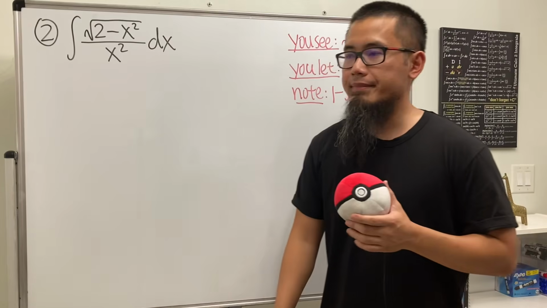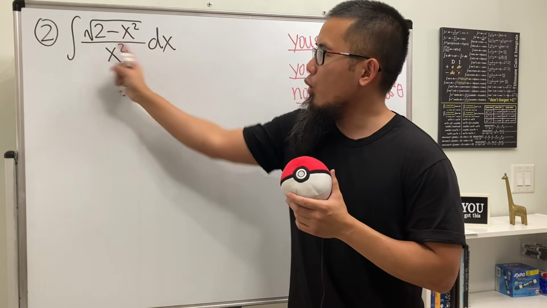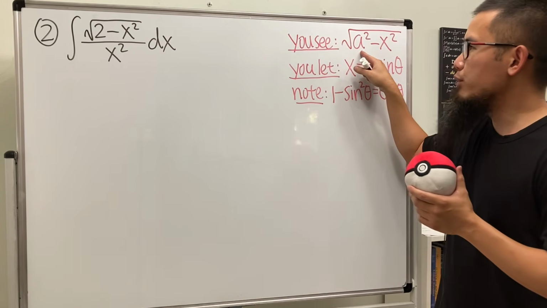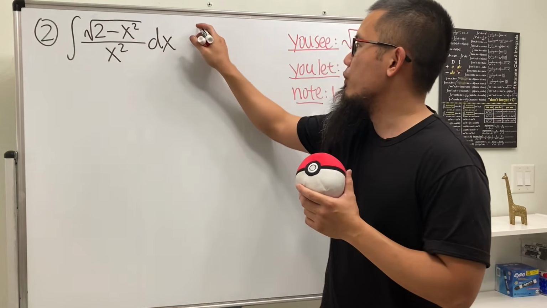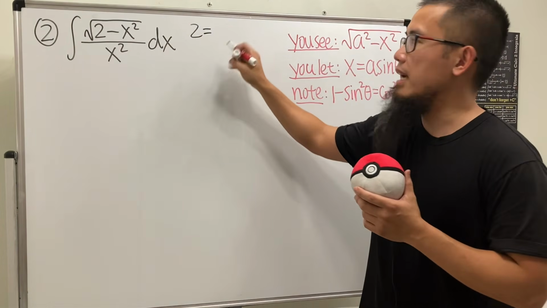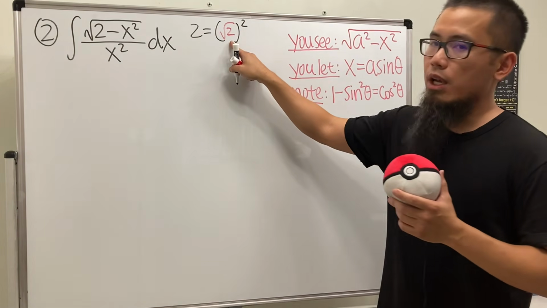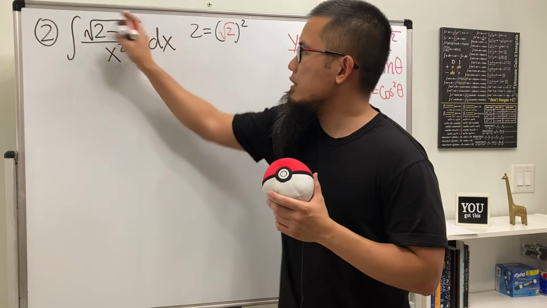Just like that. For number 2, we have the integral of square root of 2 minus x squared over x squared. Here we have this number 2, and we really have to look at that number as a number to the second power. So for the 2, we'll just purposely look at this as square root of 2 and then square. So this tells us the a is square root of 2.